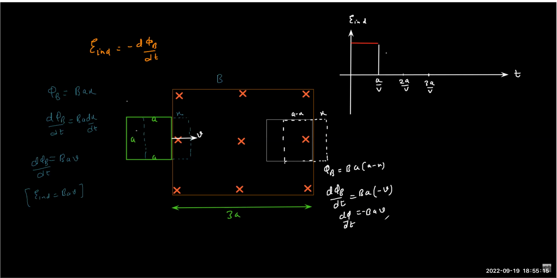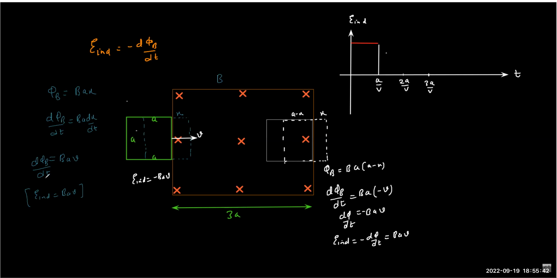Which simply means the flux change is negative, so the EMF induced will be minus d phi by dt. And in this case, you can say E induced equals to minus BAV.